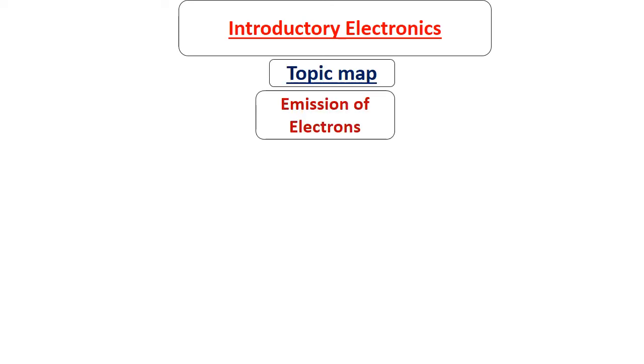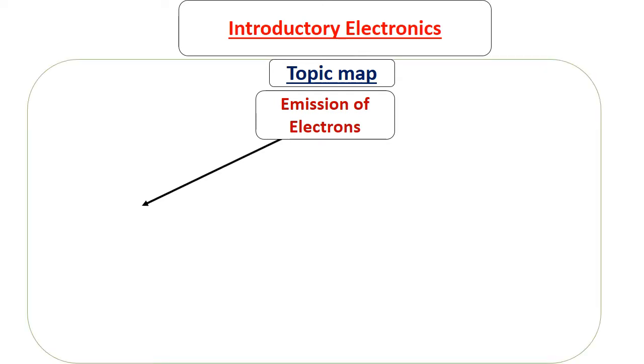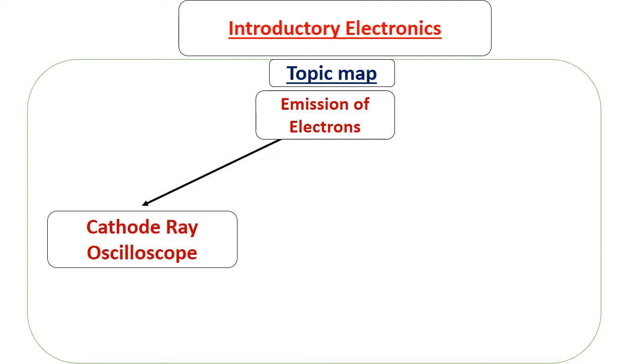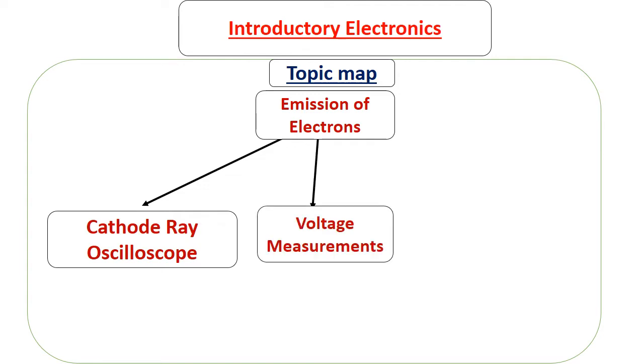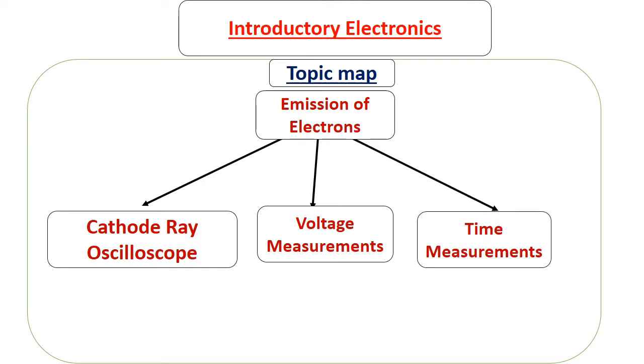We're going to start with the concept of emission of electrons. Then we'll take a look at an application of emission of electrons called the cathode ray oscilloscope. After that, we'll look at some other ways of measuring voltage using the same cathode ray oscilloscope. Then we'll end with the ways of measuring time using the same cathode ray oscilloscope.